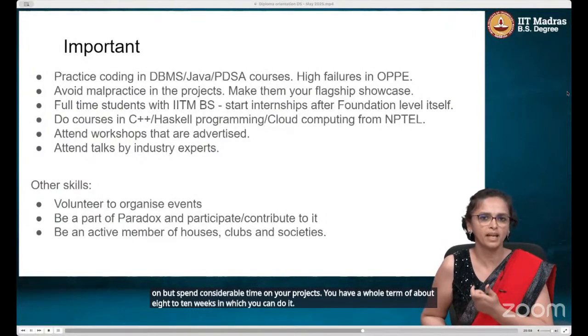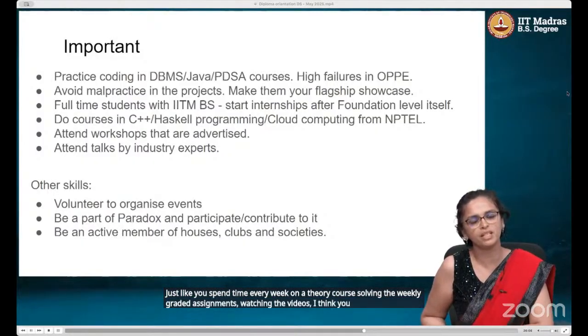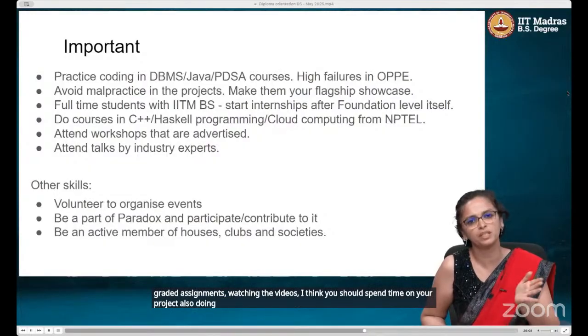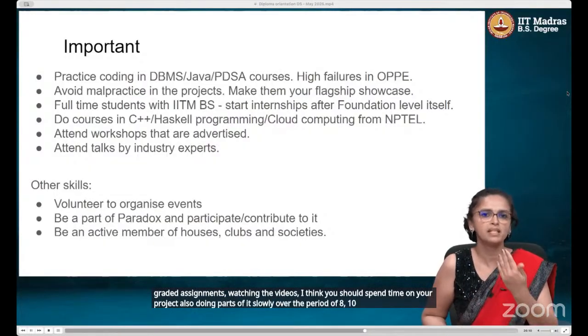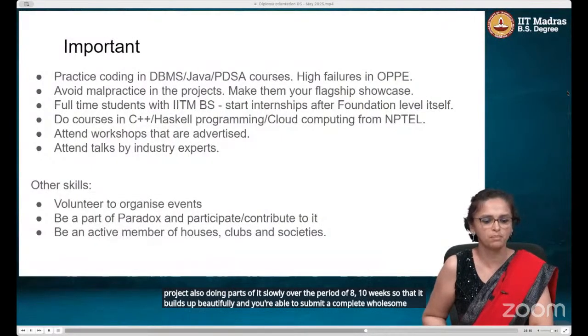Just like you spend time every week on a theory course, solving the weekly graded assignments and watching the videos, I think you should spend time on your project also, doing parts of it slowly over the period of 8-10 weeks so that it builds up beautifully and you're able to submit a complete, wholesome project.